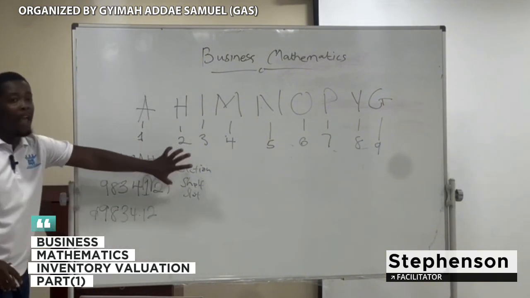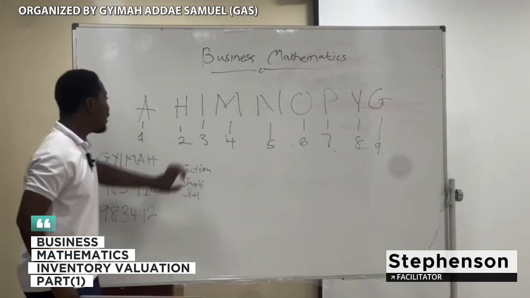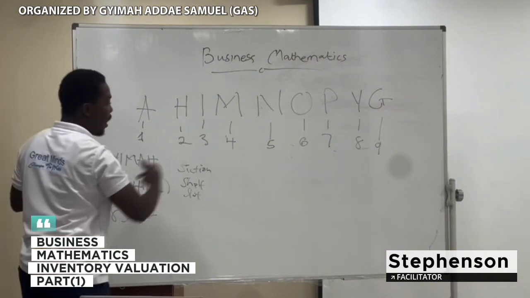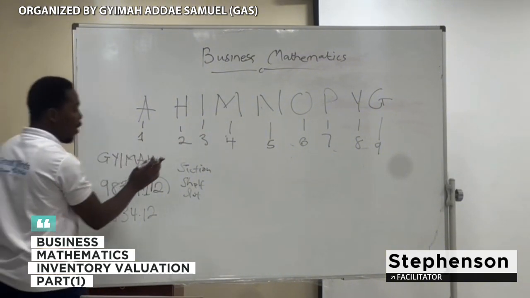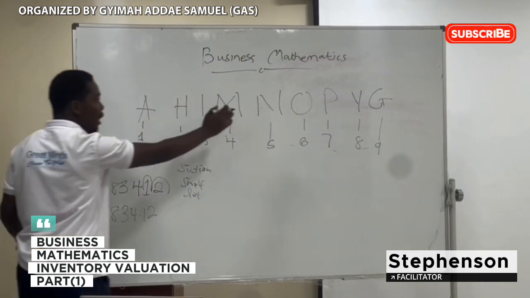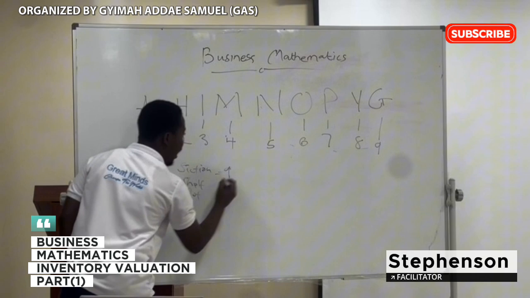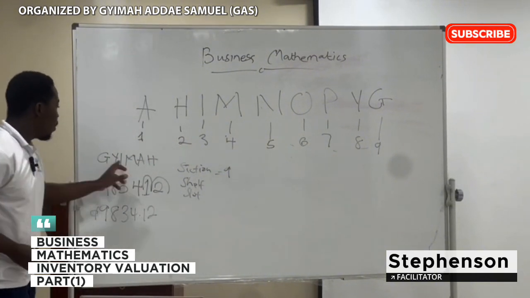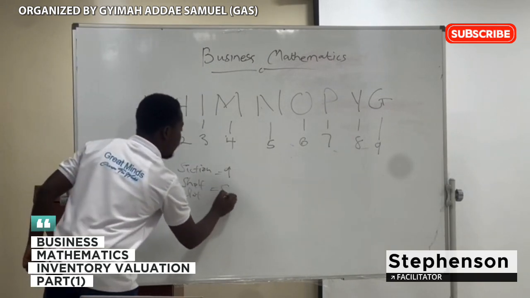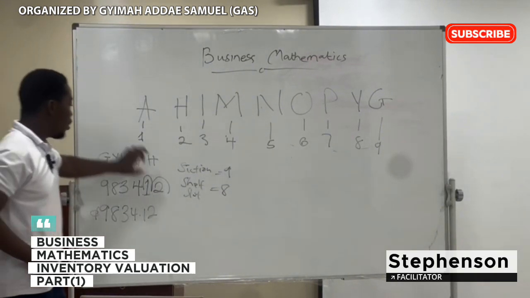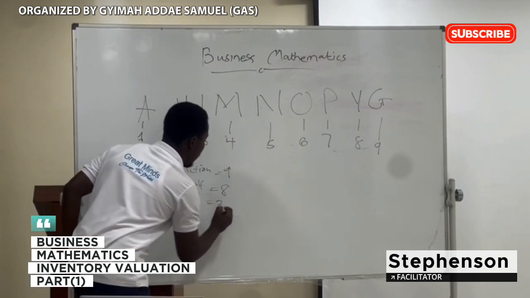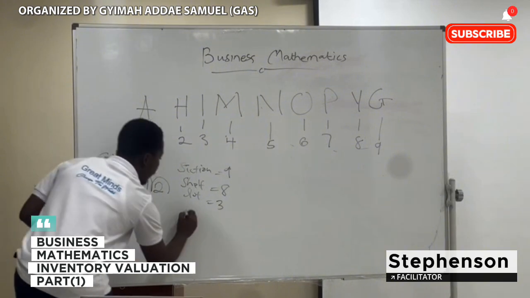Okay, so let's try and decode this information. With section, GYIMAH, G maps to 9. So with this, let's try and locate the actual position of this product. So G, 9. So section 9. Which shelf? Y, which is shelf 8. Which slot? I, which is slot 3.